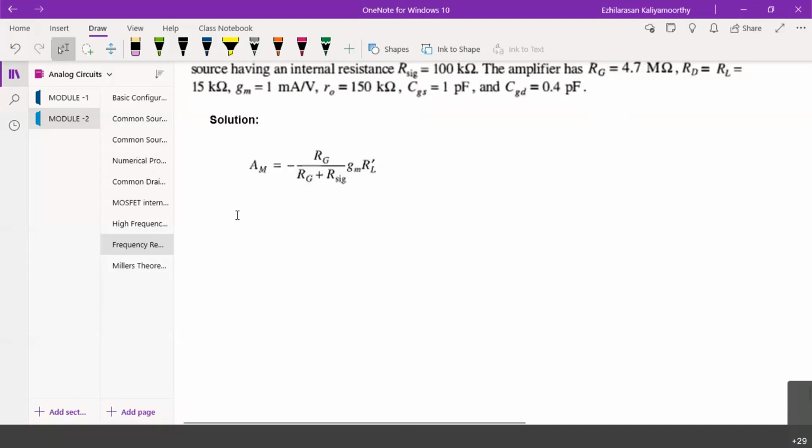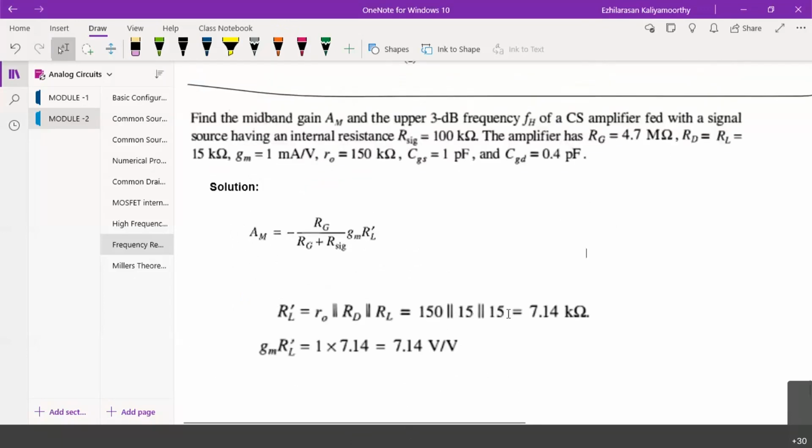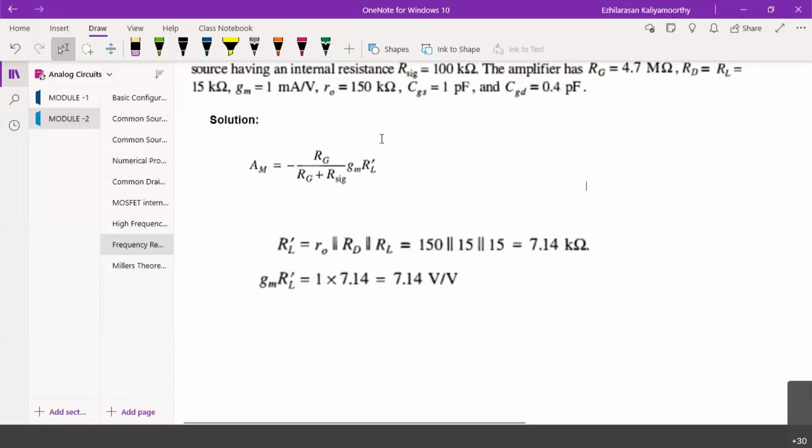So RL dash is equal to R0, RD, RL in parallel. The R0 value is given in the numerical, RD is 15, RL is 15, and we get 7.14 kilo ohm. Then we can find GM RL dash: GM is 1 and RL dash is 7.14 kilo ohm, so we get 7.14 volt per volt. Then we got GM RL dash, and from this I can calculate the AM value.